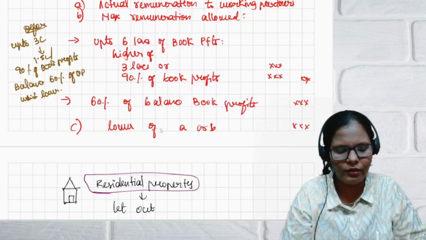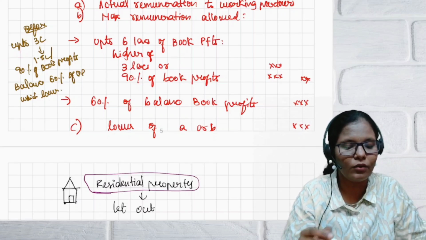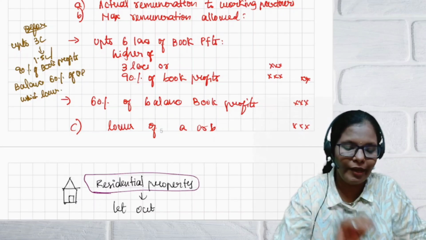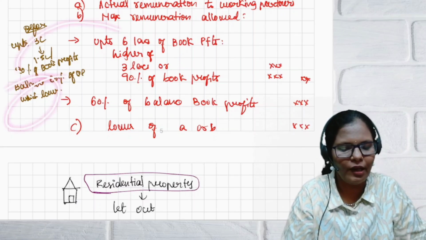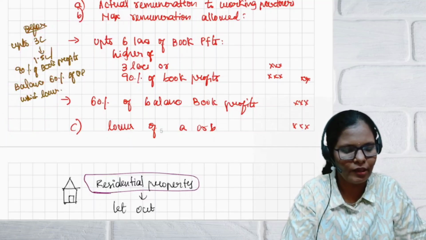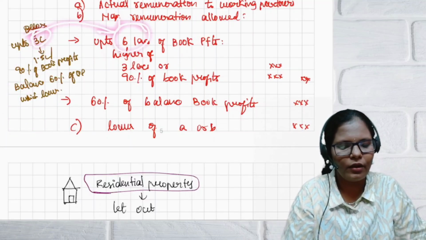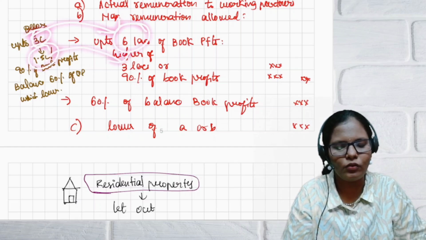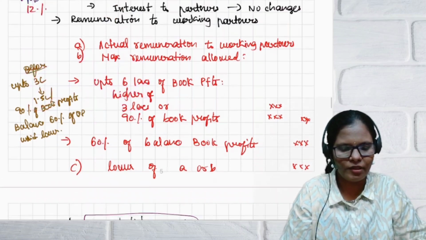Before this amendment, we had up to 3 lakhs of book profit, 1.5 lakhs or 90% of book profits, and on the balance 60% of book profits, whichever is lower. Now this has been doubled. Up to 3 lakhs we had before, now we have 6 lakhs, and 1.5 lakhs has been increased to 3 lakhs. So this is the new provision for PGBP.